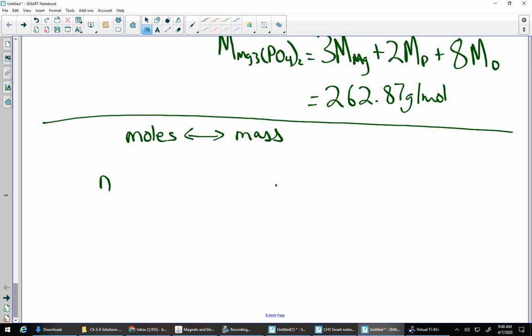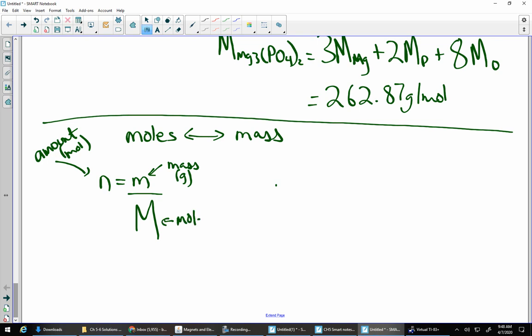So you may remember from Science 10, n is equal to little m over big M, where if you remember from the beginning of this lesson, n is the amount measured in moles. So I'm even going to write this out. Amount measured in moles. Little m is the mass measured in grams. And then big M, we've just been working with that, the molar mass measured in grams per mole. Cool. So you may remember this formula.